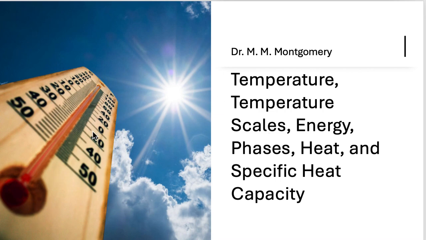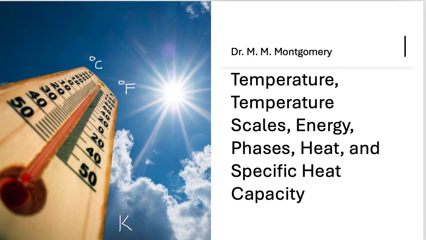Here on the left, we have a thermometer. It's measuring the temperature outside, how warm or cold it is. On the left, we see a scale measuring in degrees Celsius. On the right, we have a scale measuring in degrees Fahrenheit. There is a third scale, one that is used in science, and it's called the Kelvin scale, or K for short.